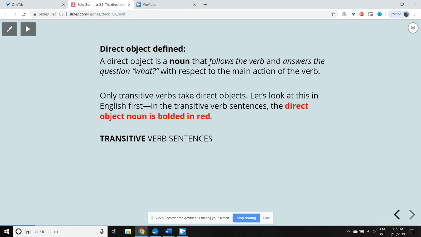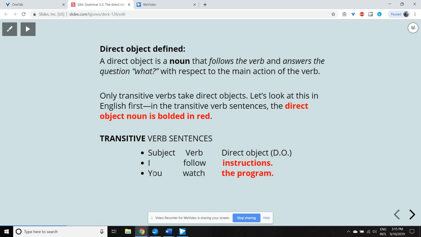Those are verbs that take direct objects. So we're going to start in English. And in the transitive verb sentences that follow, the direct object noun is bolded in red. So let's look at English transitive verb sentences. Here's one. When I click on it, and here's our word order, by the way. English word order is subject, verb, direct object, which we're always going to shorten to DO, okay? So here's our structure. This sentence, I follow instructions. The subject is I, the verb is follow, and the direct object is the noun instructions, okay?